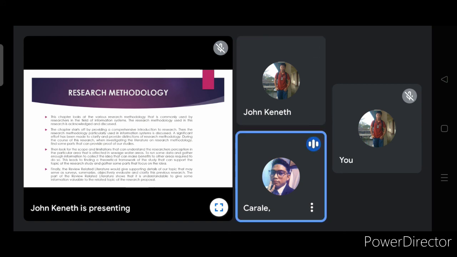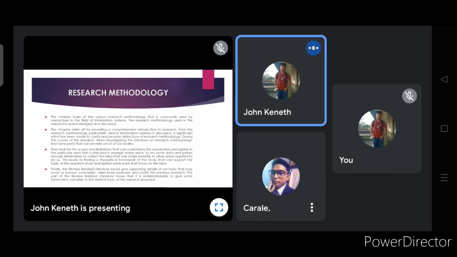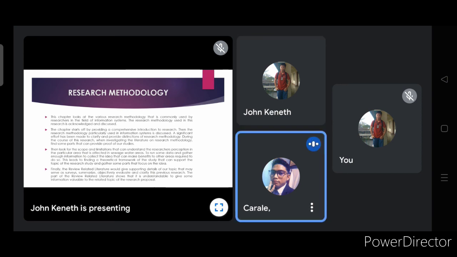Finally, the review of related literature would give supporting details of our topic that serves as a summary, objectively clarifying previous research. The part of the review of related literature shows that it is understandable to give some valuable information related to the topic of the research proposal.